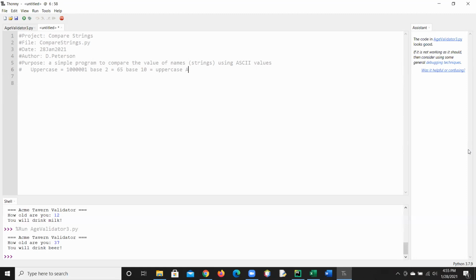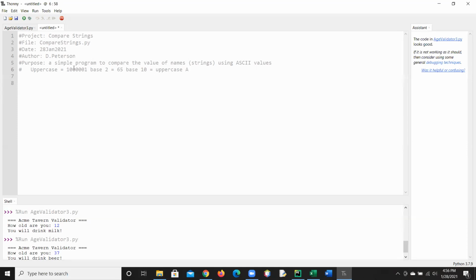All right. So basically what you have here is you got 1, no 2s, no 4s, no 8s, no 16s, no 32s, and 1 64. So 64 and 1 in base 2 is equal to 65 in base 10. And somebody out of the blue says, okay, let's go ahead and make that the capital letter A. So there's 26 capital letters.